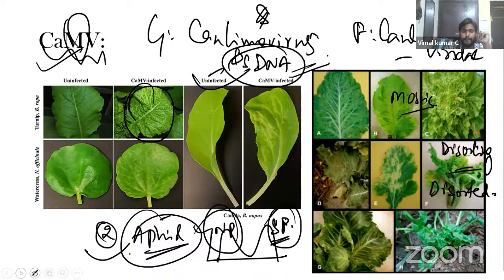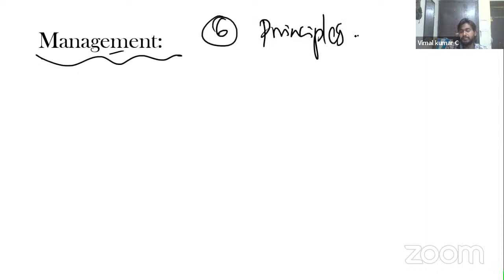Okay, so coming to management, especially in vegetables, the chemical should be more appropriate when you are selecting for the management. The same thing I told in oilseed management, oilseed crops: you should stick to the six principles of disease management when you are trying to go for IDM. So IDM is the best strategy.